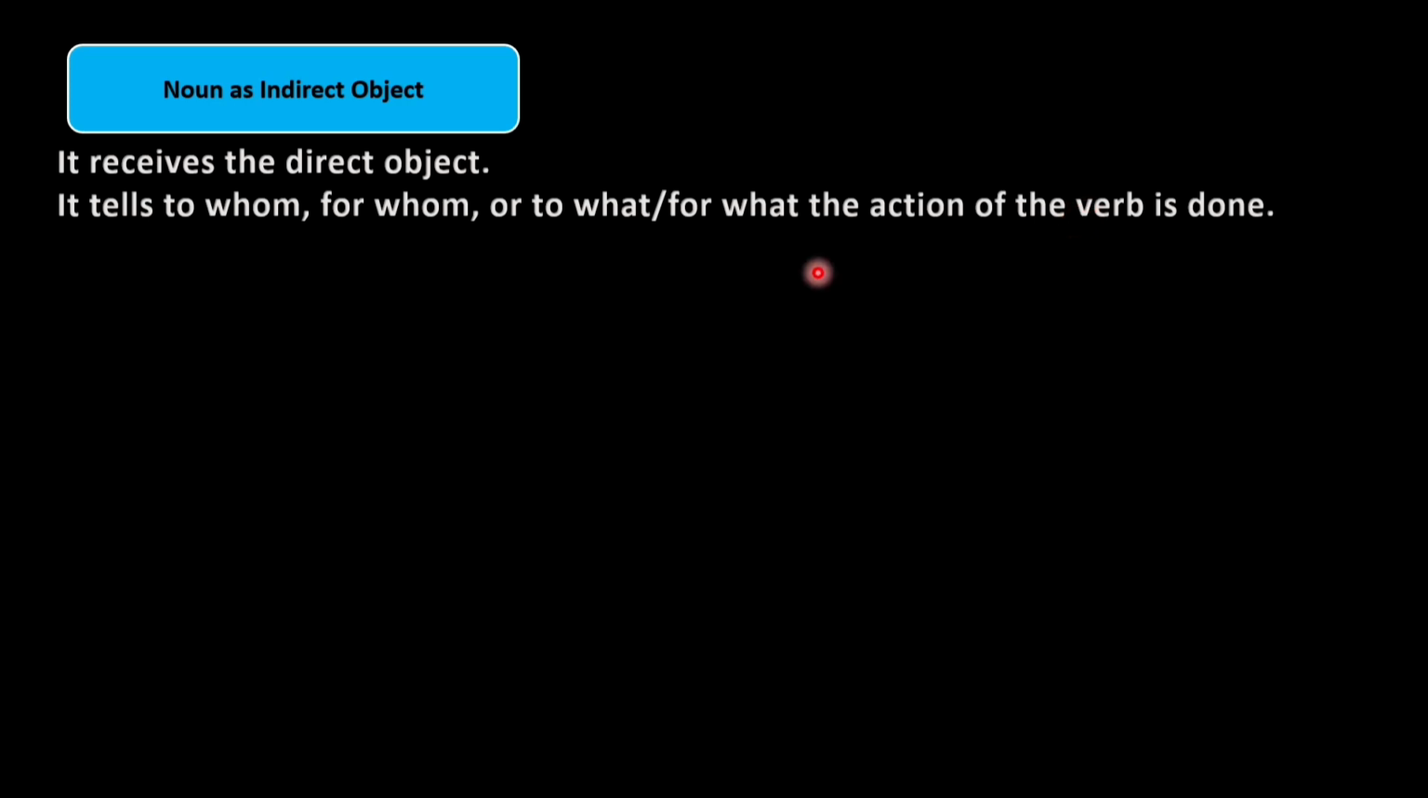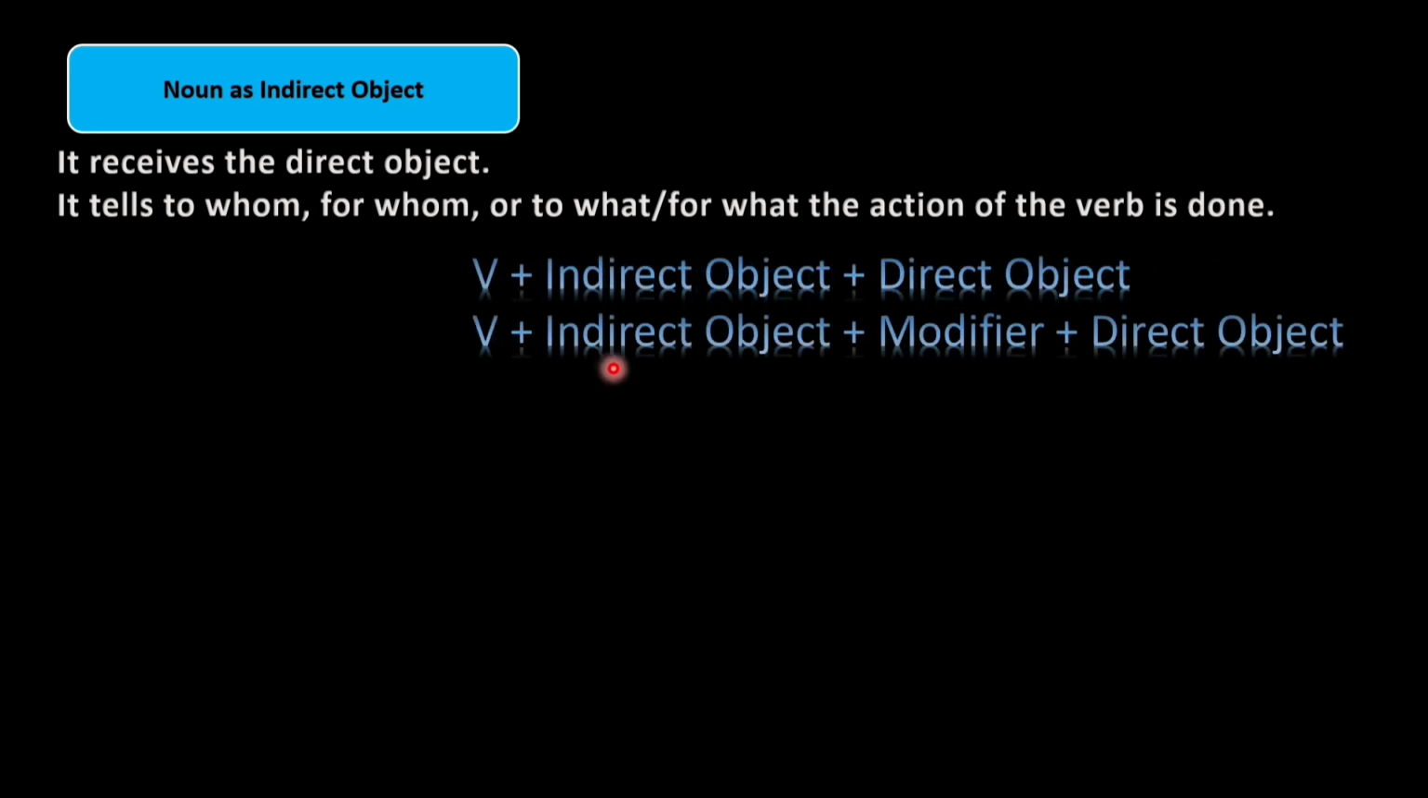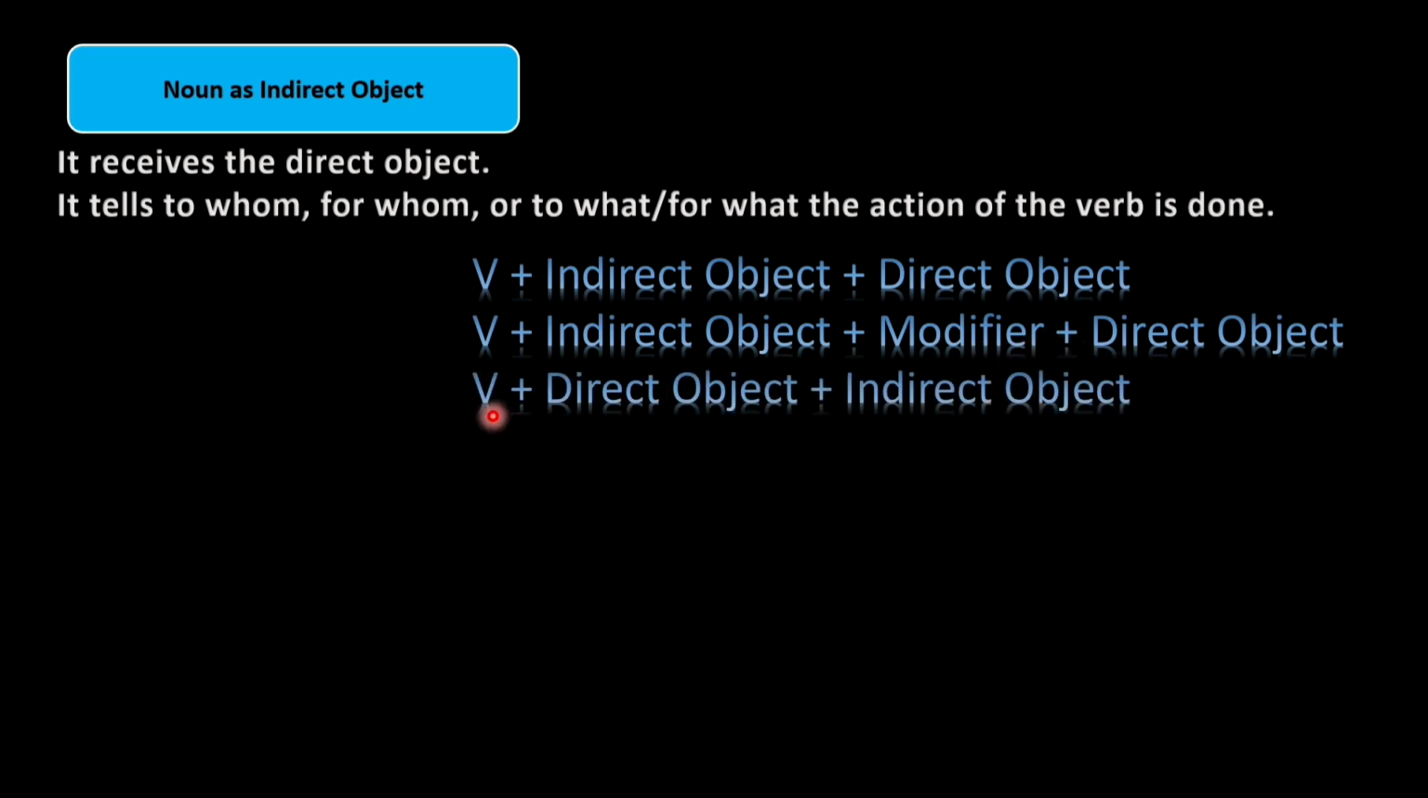Okay, so I will just demonstrate every single part later on. So here we have the simple structure: verb plus indirect object plus direct object. You can also see this structure: verb plus indirect object plus modifier plus direct object. You can also see, some books prefer this: verb plus direct object plus indirect object.